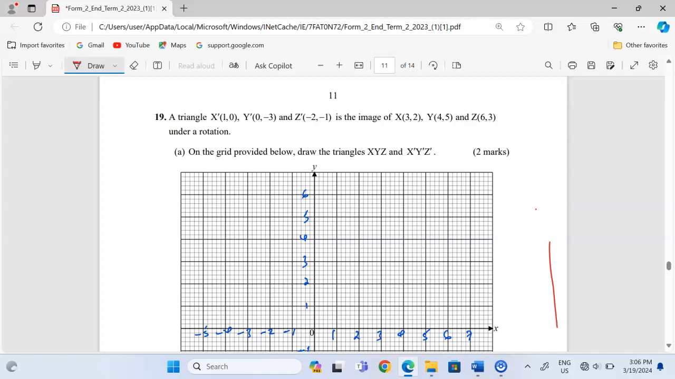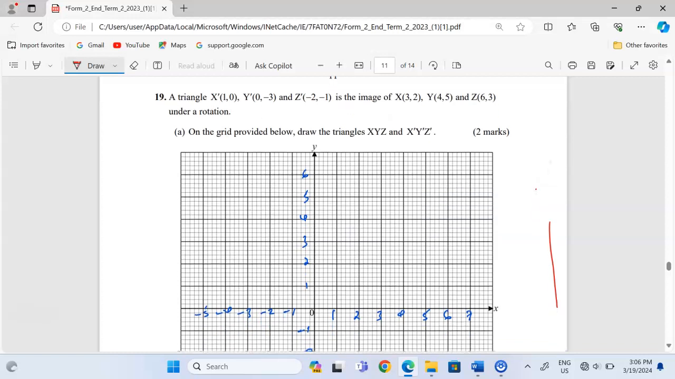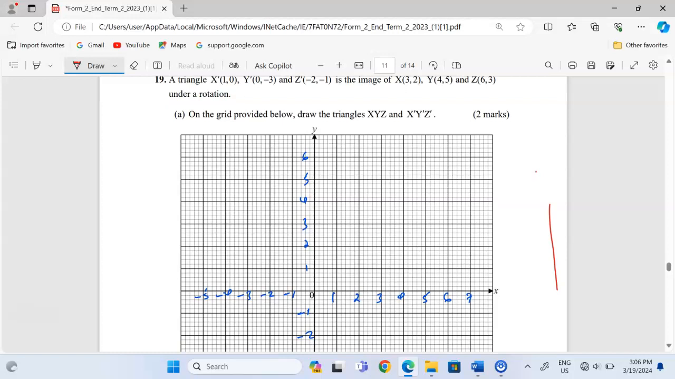Number 19. The triangle X'Y'Z' is the image of XYZ under a rotation. On the grid provided below, draw the triangles XYZ and X'Y'Z'.